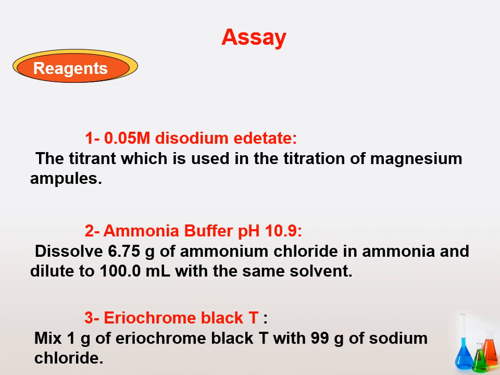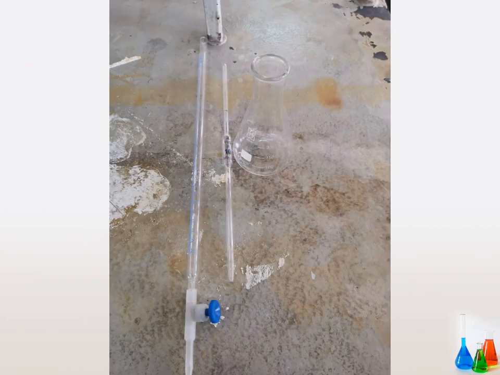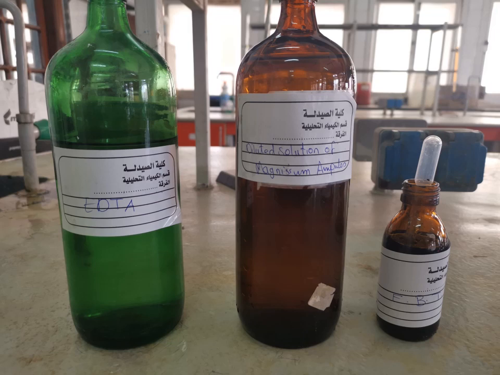Eriochrome black T is the indicator which will be used. This indicator is prepared by mixing 1 gram of eriochrome black T with 99 gram of sodium chloride. The glassware used are a burette, a pipette with bulb 10 ml, and a conical flask. The reagents which will be used in the titration: 0.05 molar disodium edetate, diluted solution of magnesium ampoule, and eriochrome black T.